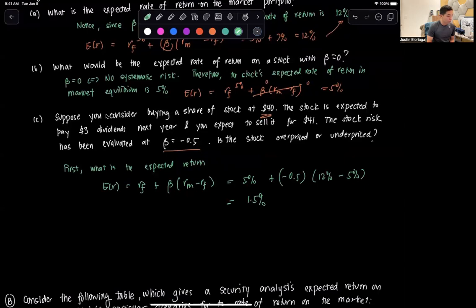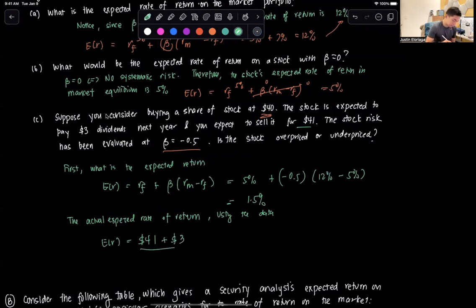So that's the expected return from the SML. But the actual expected rate of return using the data we have in the problem is just ER equal to: you can sell it for 41 bucks and you expect dividends of 3 bucks, so plus $3, divided by the initial price of 40 bucks, minus 1 to find the return. That's equal to 0.10 or 10%.